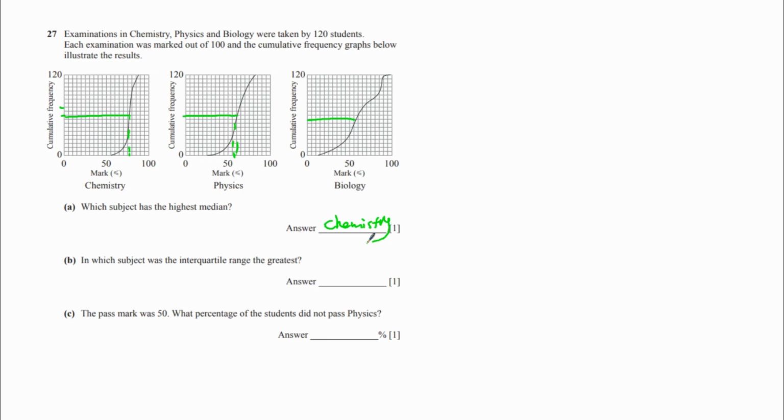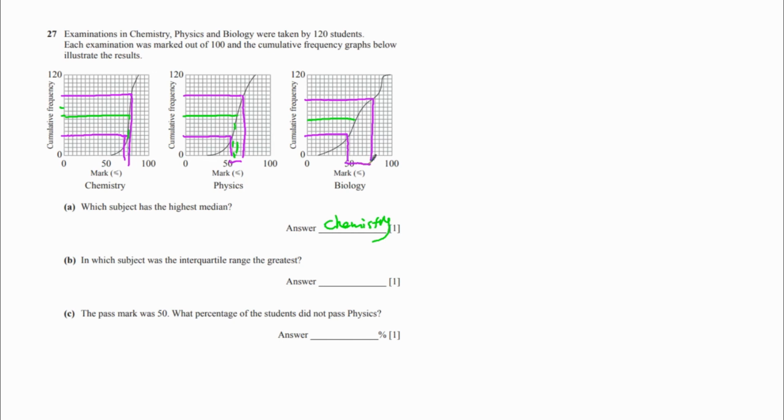In which subject was the interquartile range the greatest? If I change the color and show the interquartile range in here, so we have another 5 in here. So this would be the lower quartile, this would be the upper quartile. So this would be the range, which is very small in the first one. This one is there, and again, this upper quartile and lower quartile, this is the range in here. And then we have here and here, and then we have the range in here.